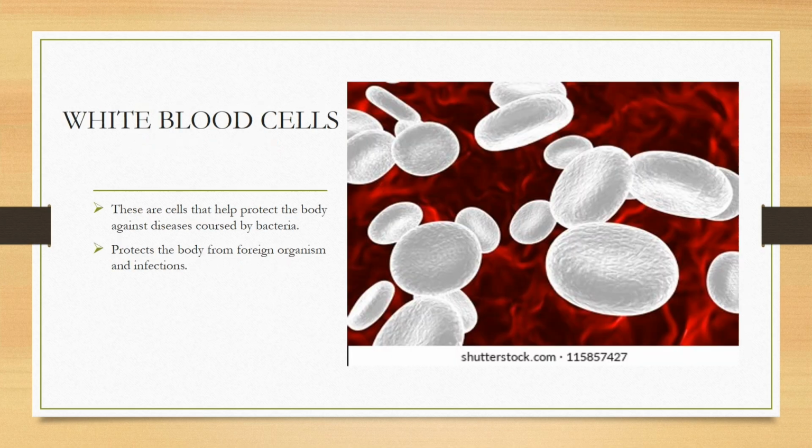We move to white blood cells. These are cells that help protect the body against diseases caused by bacteria. The white blood cells protect the body from foreign organisms and infections. So we have talked about the red blood cells, and now we're talking about the white blood cells.